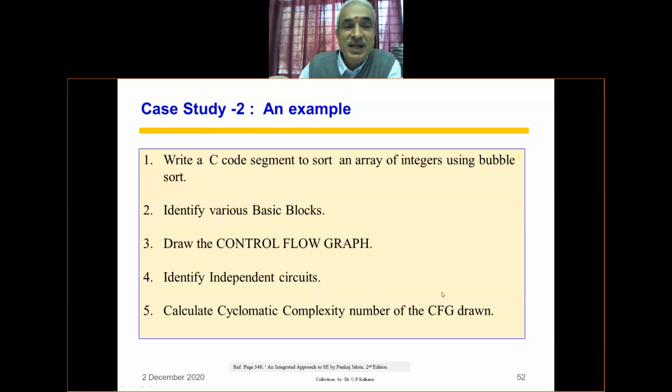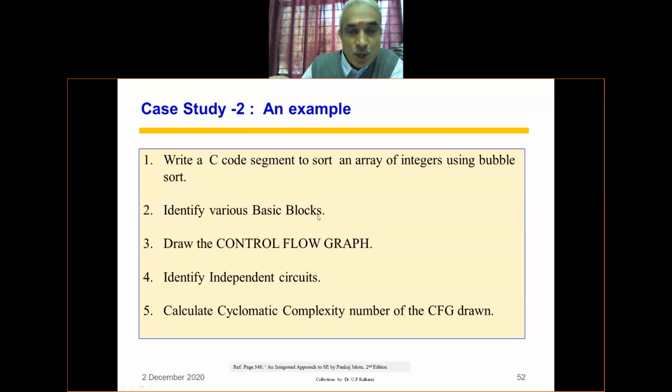Right. Then now look at that. How does the question appear? Right. You can take a screenshot. Write a C code segment to sort an array of integers using bubble sort. In fact, this question should not be asked because this particular course is not about writing a program. Right? Maybe a program will be given to you. For a given program, these are the things.